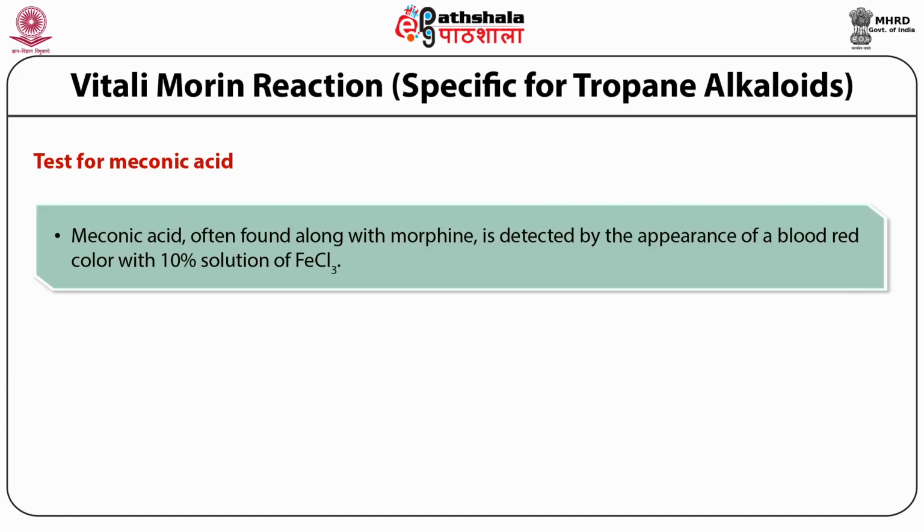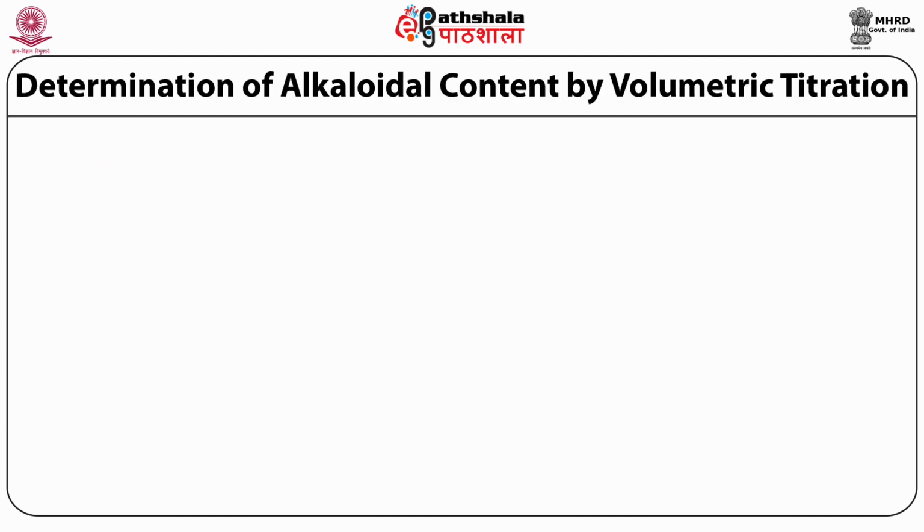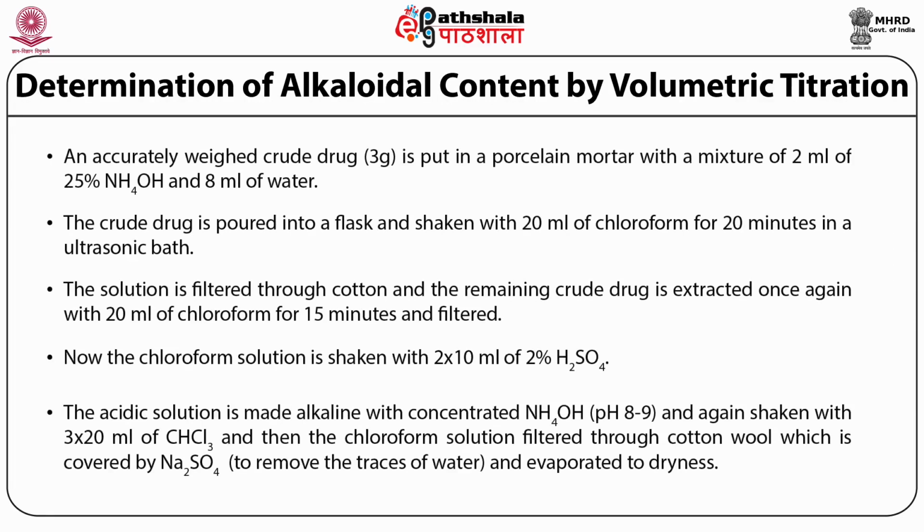This is a test which indirectly gives the confirmation of the completion of extraction. The determination of alkaloids can be done by volumetric titration or by weighing the final residue. For volumetric titration, an accurately weighed crude drug is macerated with ammonia and water. The crude drug is then poured, it is filtered, and it is shaken with chloroform.